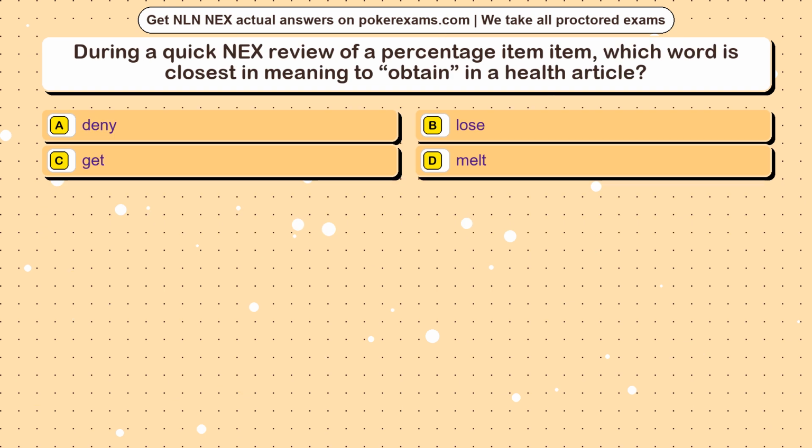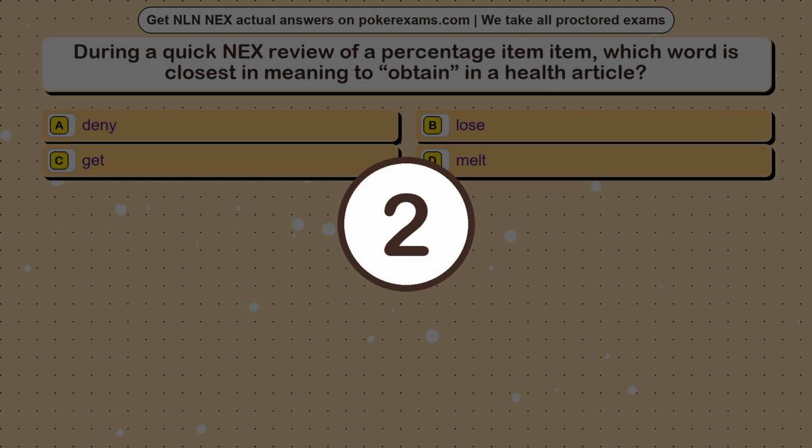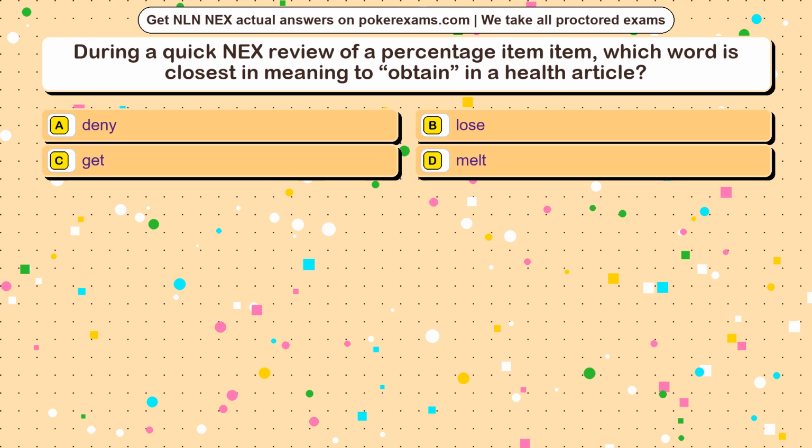Question 2. During a quick NEX review of a percentage item, which word is closest in meaning to obtain in a health article? Option A, deny. Option B, lose. Option C, get. Option D, melt. The correct answer is option.